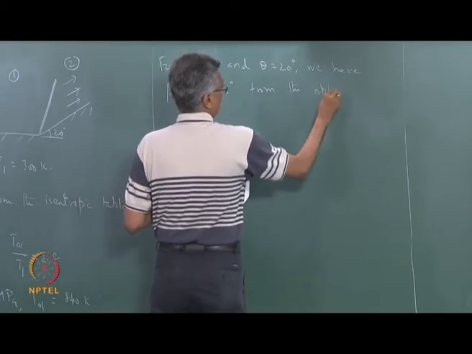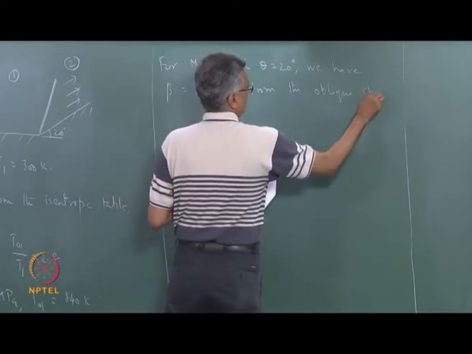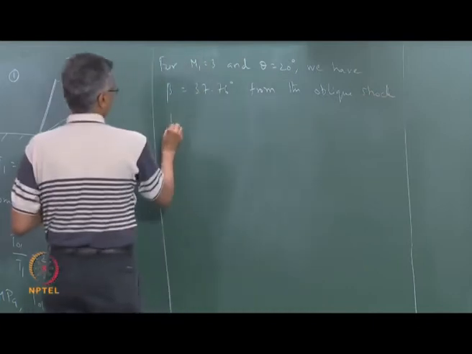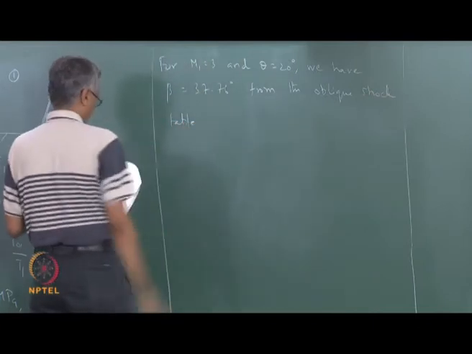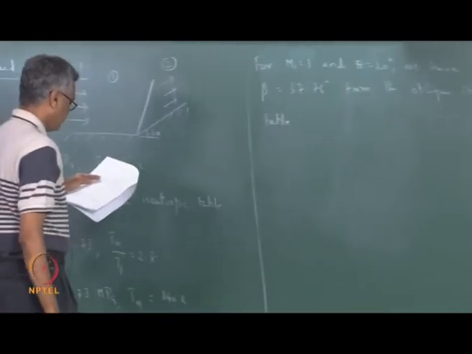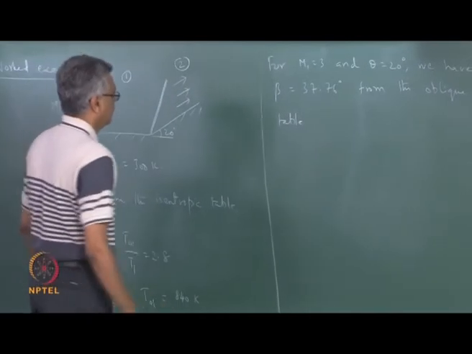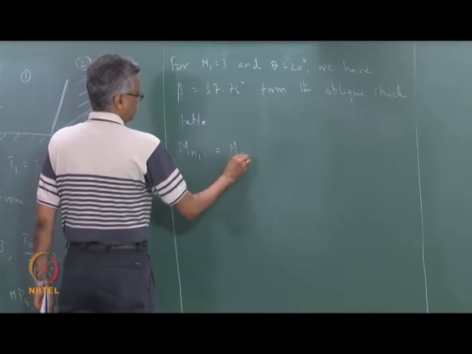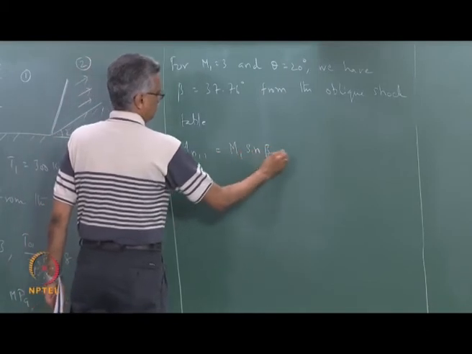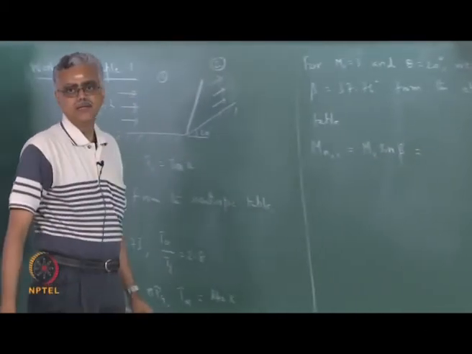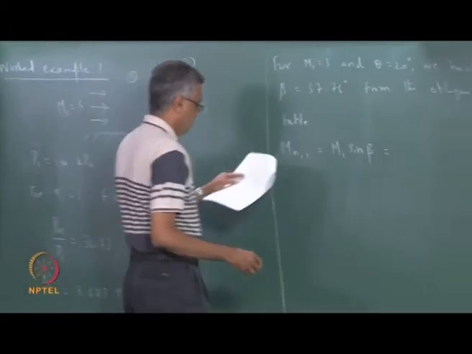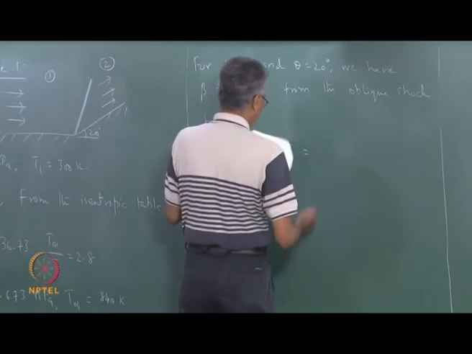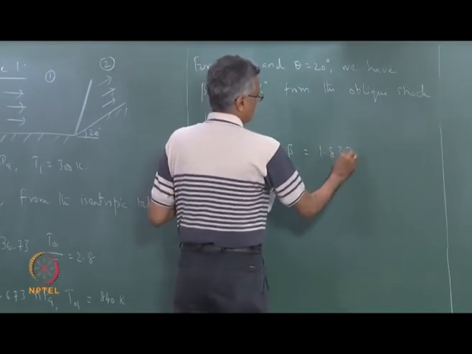From the oblique shock table, therefore, Mn1 is equal to M1 sin beta. You can see now why we needed beta. Only when we have beta, we can calculate Mn1. So, Mn1 for this case then comes out to be 1.837.